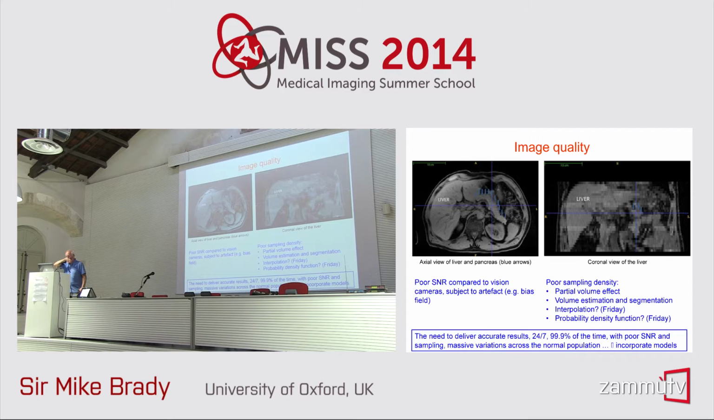And then finally, image quality. Actually, even things like iPhones have got a camera in these days. If you look at an axial view of the liver here, it's a pretty reasonable image. On the other hand, if you look at the coronal view, you can see it's very, very blocky. All of these medical images tend to have very poor signal-to-noise ratio compared with cameras. They're also subject to certain numbers of artifacts.